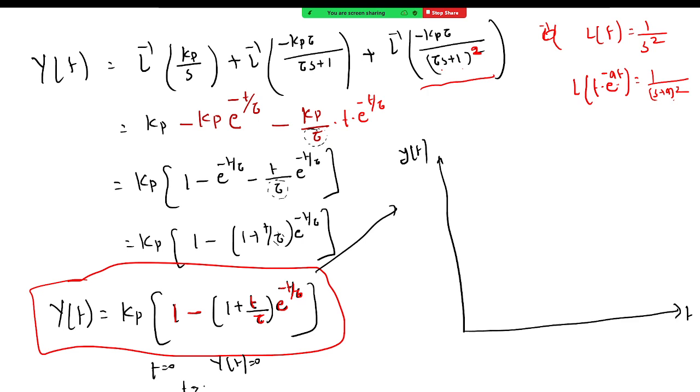At t equals infinity, what will happen? The exponential term will become 0 and the t by tau term will become infinity. Infinity multiplied with 0, definitely the whole term will be 0, and y will be equal to Kp. So the maximum output steady state value will be equal to Kp. And again, this will go like that.